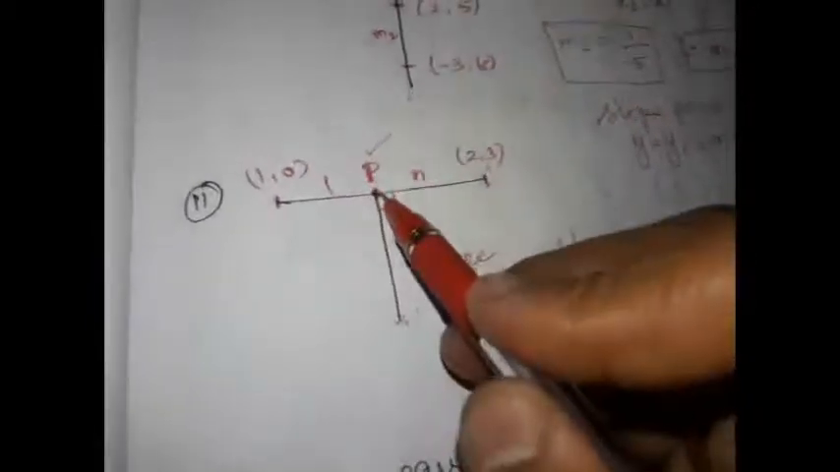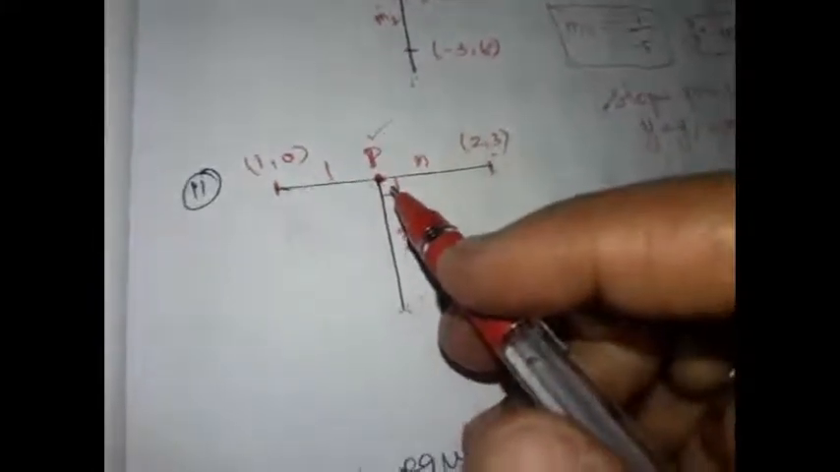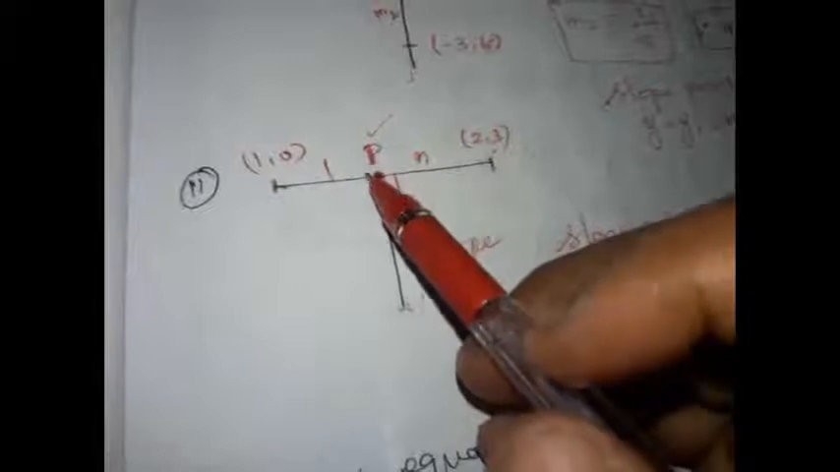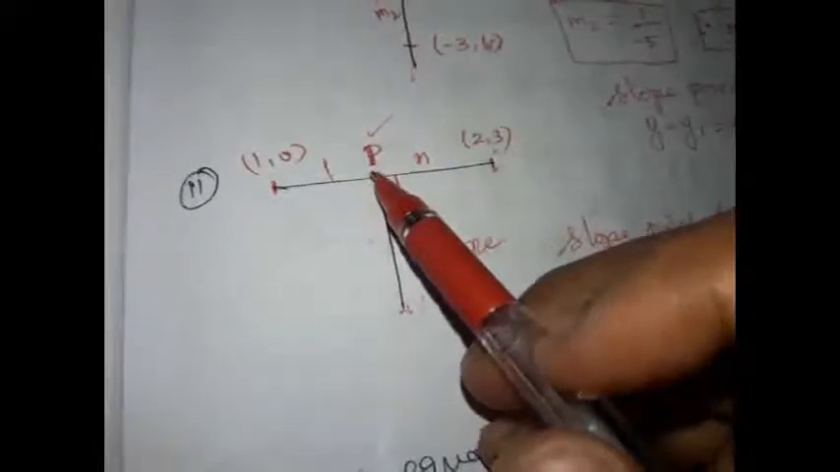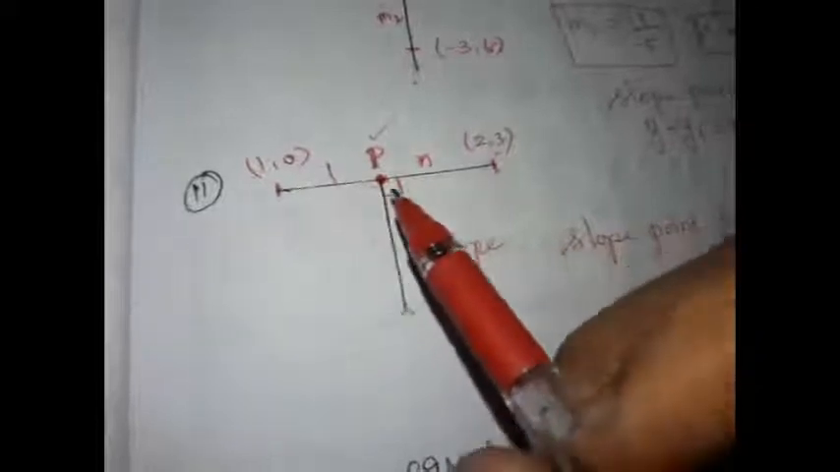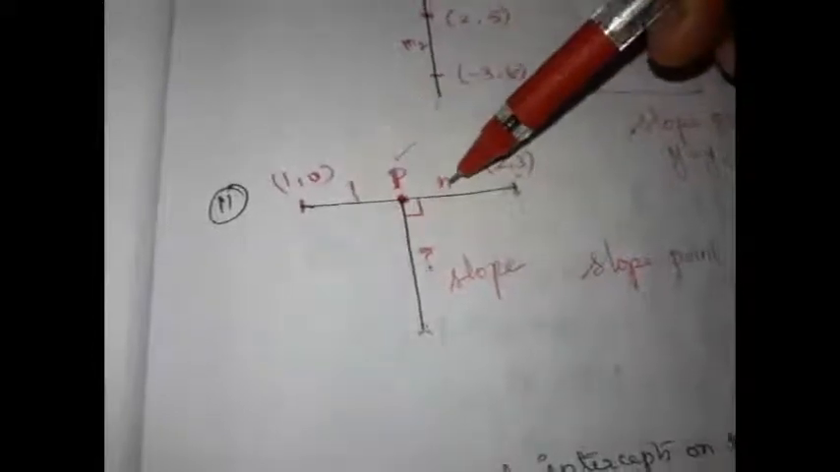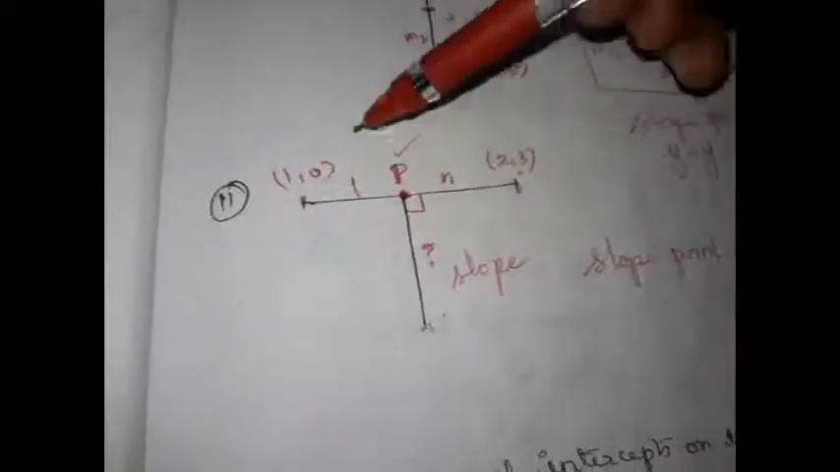Now how will you find this point P? By using the section formula. What is our section formula? If the point P divides the line segment in the ratio m:n, then (mx2 plus nx1) divided by (m plus n), (my2 plus ny1) divided by (m plus n), right? So apply the section formula. The ratio is 1:n, and this is our (x1, y1) and this is our (x2, y2).